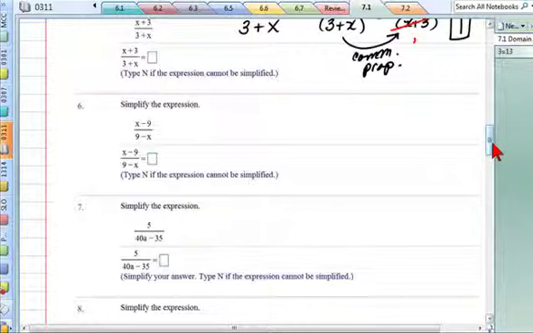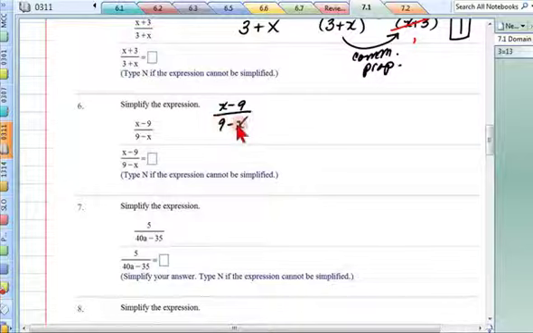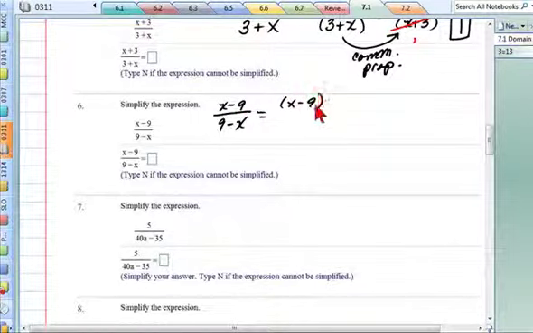All right, it's not number 2, I'm sorry, it's number 6. It says simplify the expression, and it starts out with x minus 9 over 9 minus x. Okay, can you factor x minus 9? No. So it is an entity as a group. You can never go in and do something to the x or something to the minus 9. It is an x minus 9 thing. All right, the denominator. Can you factor 9 minus x? No.